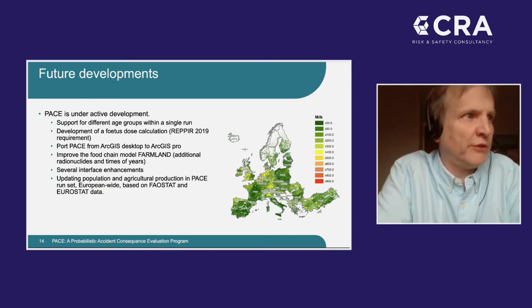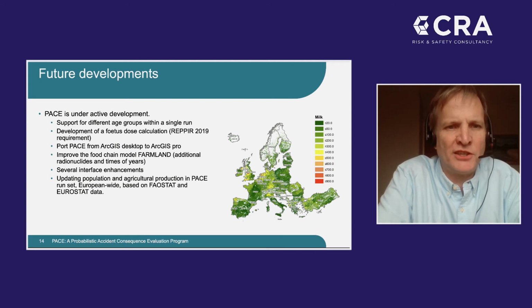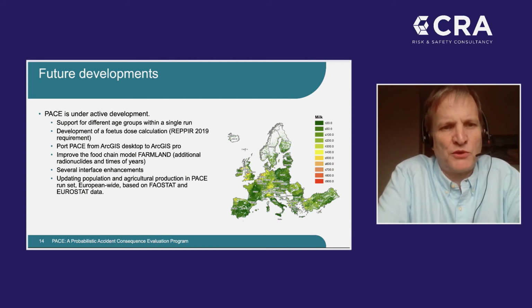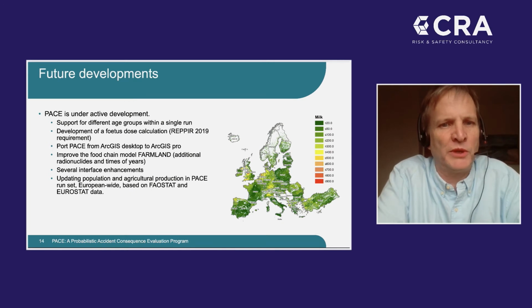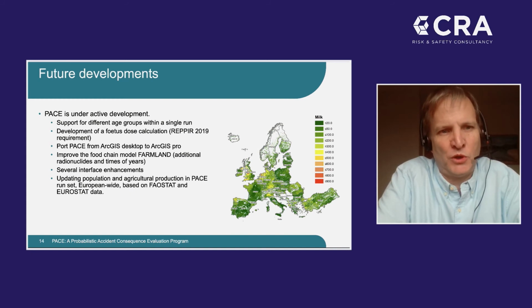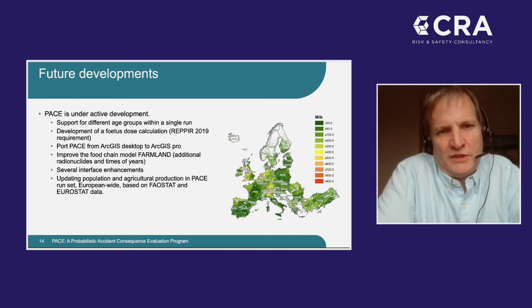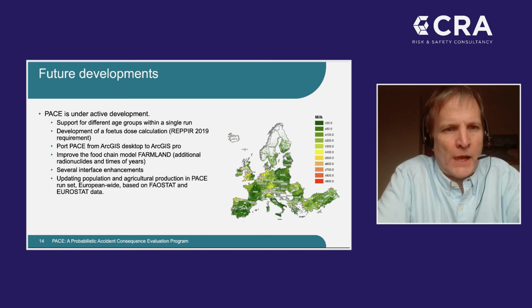So this is really my final slide. As I say, PACE is under active development, and the focus of what we've applied it for has changed over the years. It's quite useful that it is our code, so we can change it as we need to, or in response to customers. In the short term, I'm looking at support for different age groups and development of a fetus dose calculation. This is something that PACE can't do, but is a requirement in certain situations from REPPIR. So that's something I'm hoping to be able to put in: what are the doses to fetuses or to breastfeeding children?